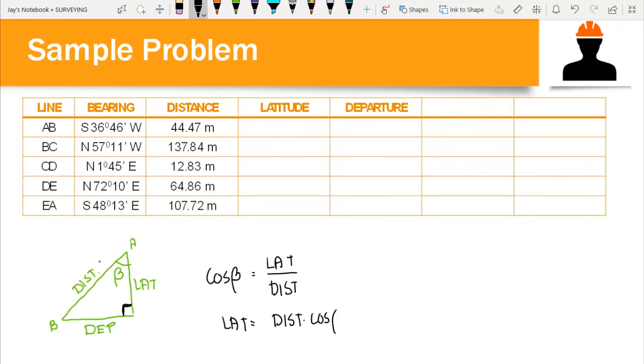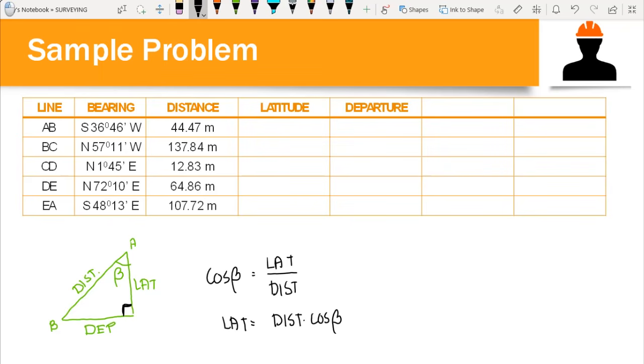of the bearing angle. Now, latitude can either be north or south meridian. Take note of our sign convention: if it is a north meridian, that is a positive latitude. If it is a south meridian, then that is a negative latitude. So remember this sign convention.